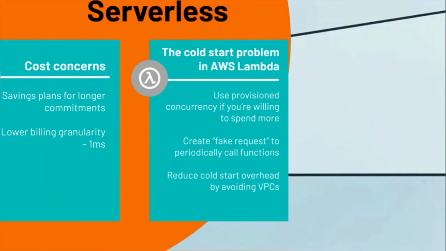And finally, the cold start problem. There are several ways to mitigate this problem, depending on how much time and money you have. Use provisioned concurrency if cost is not an issue. Use the fake request technique to periodically call functions if you don't mind managing another function. And we've already discussed avoiding VPC use whenever possible.